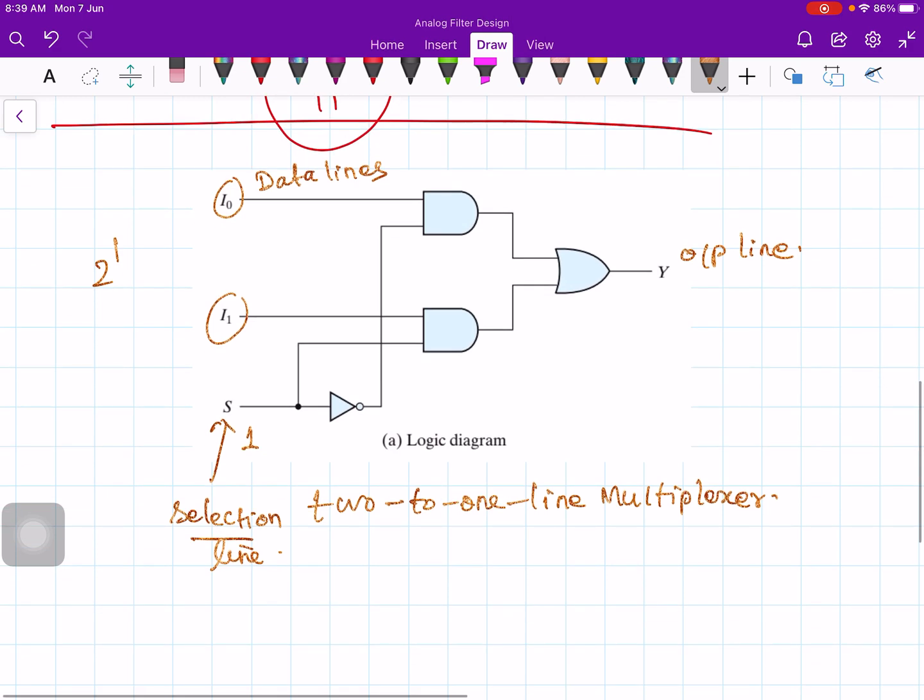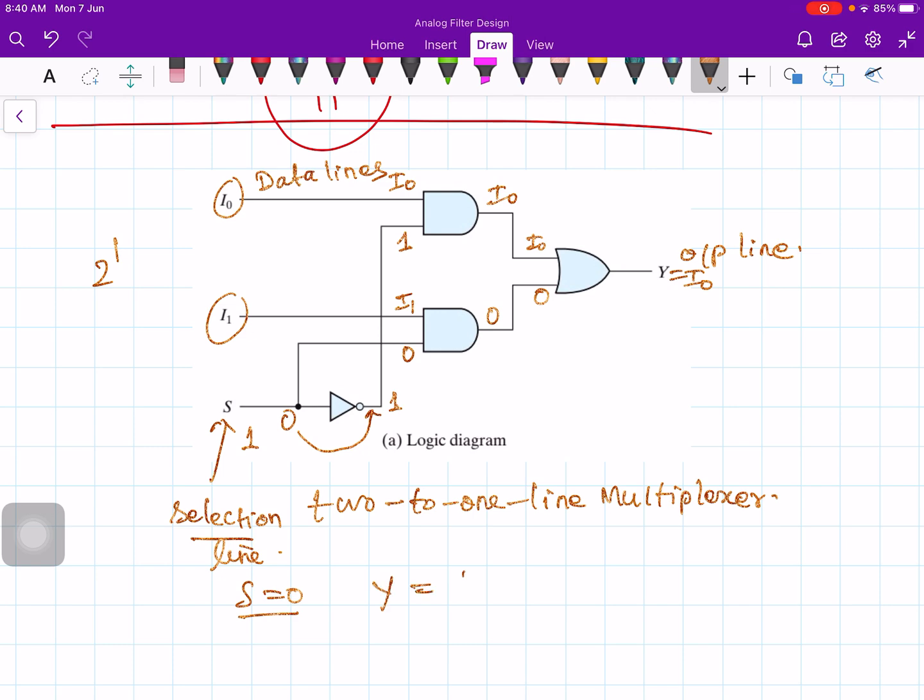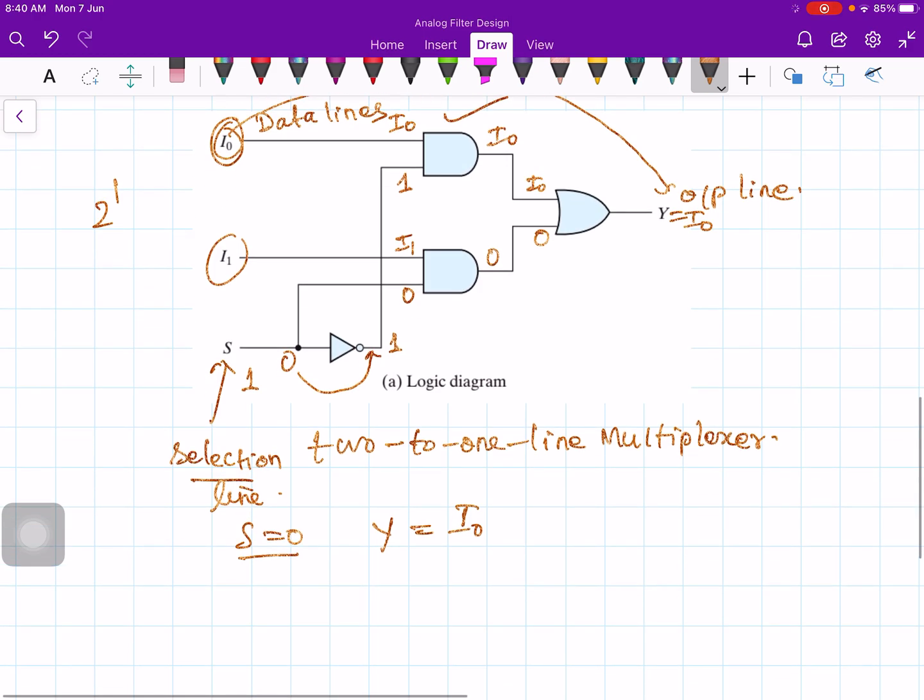Now let us assume that S equal to 0. What is going to happen? You are applying S equal to 0 here, and 0 comes here, and here I1 times 0 is 0, so here also 0 comes. Now this 0 appears here as 1, and this 1 comes here, and here the input is I0 times 1, which is I0, and here also I0, so the output is I0. So when the selection input is 0, the output Y will be I0. When S equal to 0, the upper AND gate is enabled. Therefore this I0 has a path to the output. Now let's take the next combination, when S equal to 1.